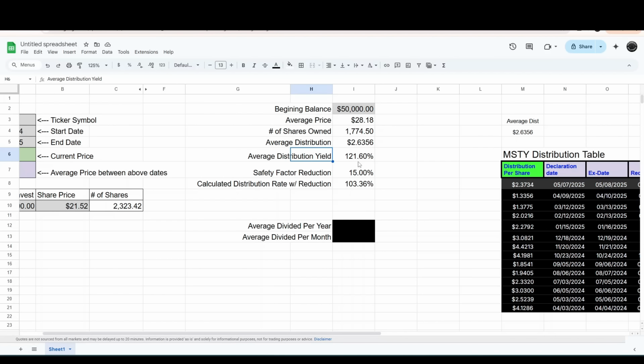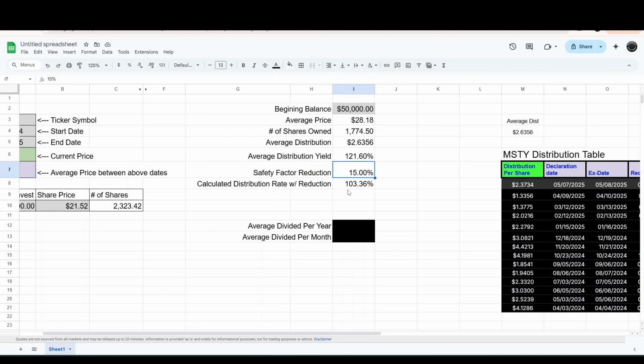So that gives me a 121% average distribution yield. Now, just to add a little conservatism, I put in a reduction factor here, and I've just put in like 15%. That will reduce that distribution yield down to 103.36.